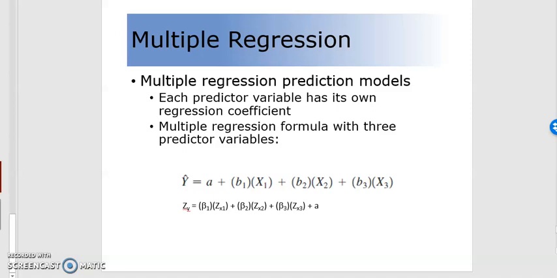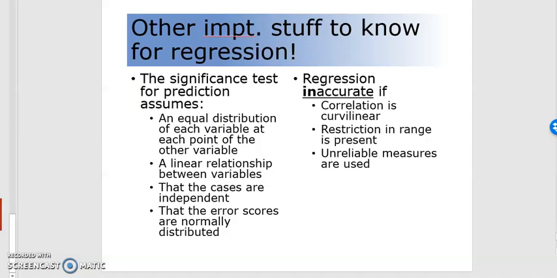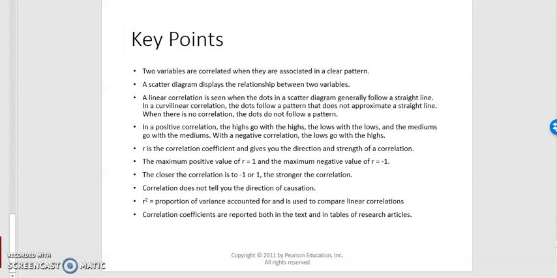We still have some assumptions for regression, and you wouldn't want to run a regression if the correlation was curvilinear. Again, it's just for a linear relationship, just like the Pearson correlation. We also wouldn't want to do that if we were just focused on one aspect or one subset of the data. That's the restriction of range issue. And so those were some other things to consider. And then you've got key points.